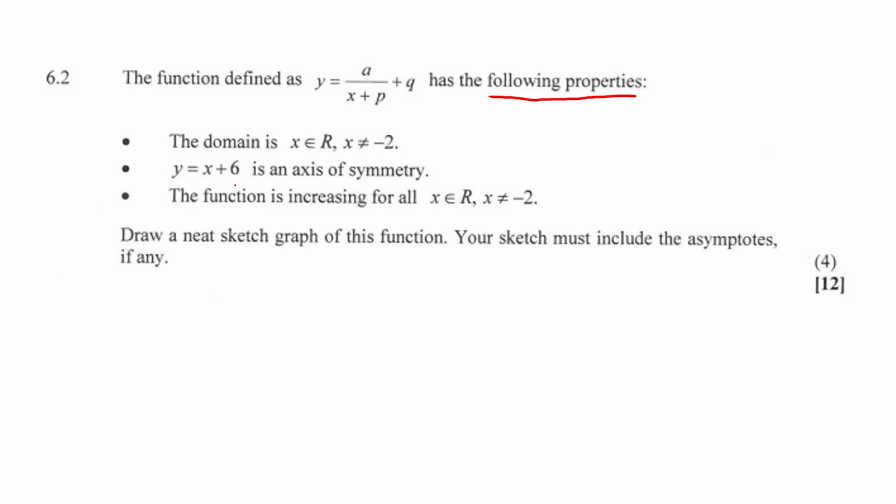Y equals x plus 6 is an axis of symmetry, and the function is increasing for all values x is an element of the reals. However, x cannot equal -2, so we've got a bit of a restriction there, an asymptote, if you will. Draw a neat sketch graph of this function, and your sketch must include the asymptotes, if any.